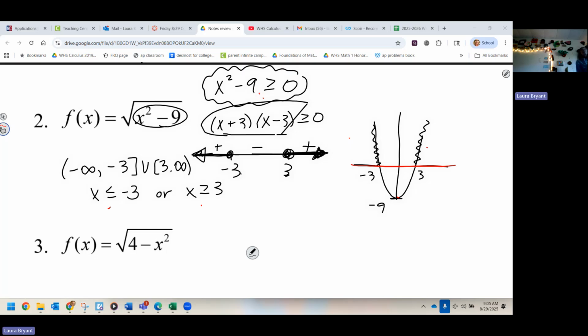Okay, question number 3. I want you guys to try this. I'll work it quietly on the board too, but will you try this one on your own first?